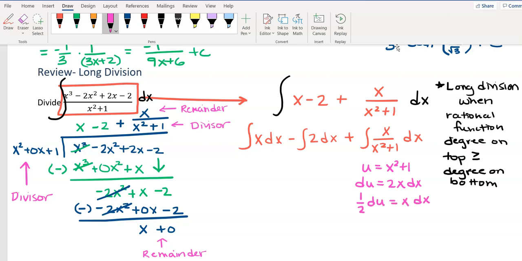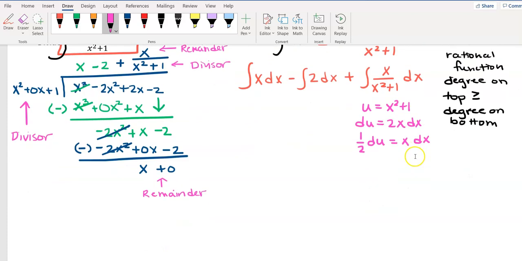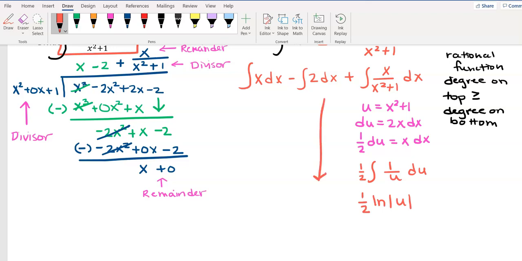So now I'm going to be able to rewrite this integral as the integral of, with a 1/2 in front, 1 over u du. And the antiderivative of that, of course, is the ln of the absolute value of u. Now, I don't want to forget about these guys up here that I have yet to take the antiderivative of, but they're very simple.